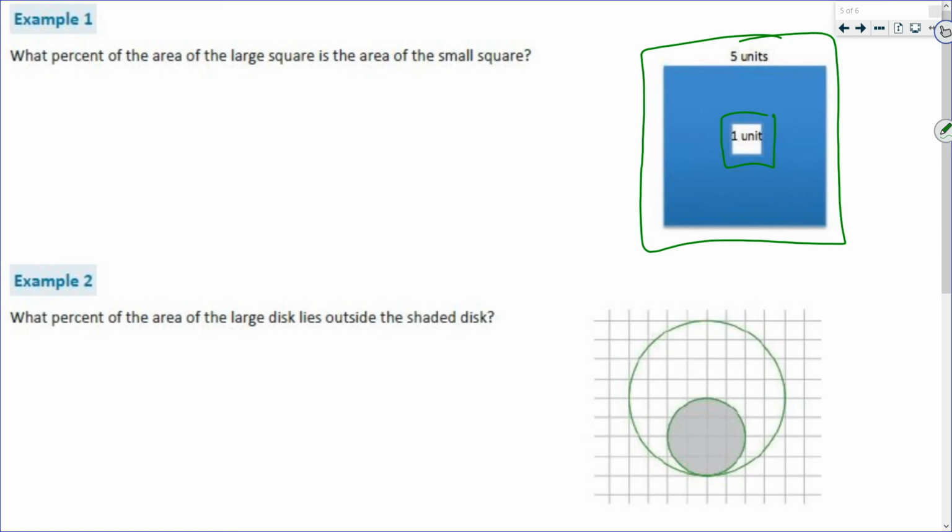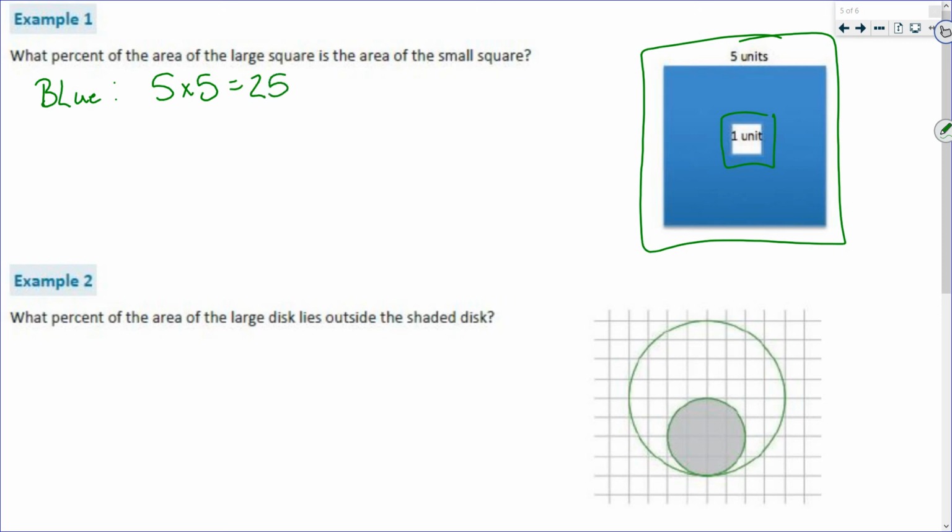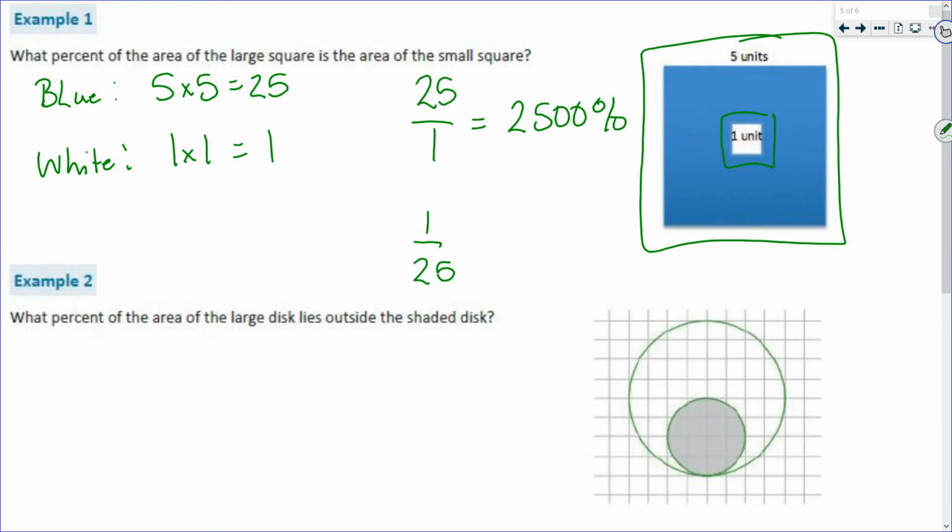Okay, what percent? So let's find out what the area of the blue square is. All right, so the blue area is 5 times 5, which would be 25. The white would be 1 times 1, or 1. So now you've got yourself two options. You've got 25 over 1, or you've got 1 over 25. So the question would be, would this be 2,500%, or would we be looking at 4%?